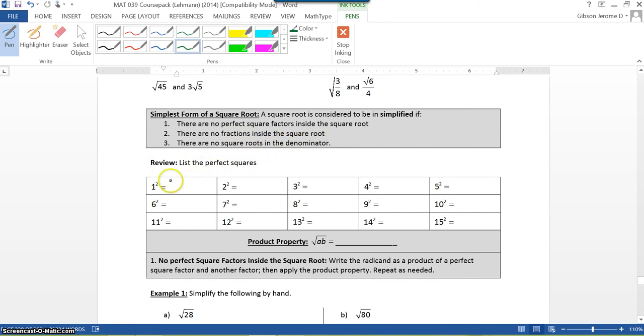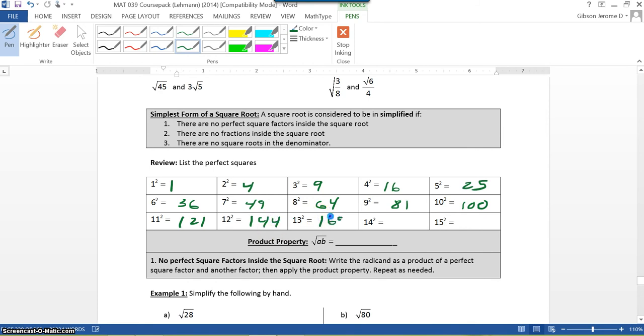List the perfect squares. We know 1 squared is 1, 2 squared is 4, 3 squared is 9, 4 squared is 16, 5 squared is 25, 6 squared is 36, 7 squared is 49, 8 squared is 64, 9 squared is 81, 10 squared is 100, 11 squared is 121, 12 squared is 144, 13 squared is 169, 14 squared is 196, and 15 squared is 225. Now there's also one square that we don't have here, which is very important, which is 0 squared, which would be 0.